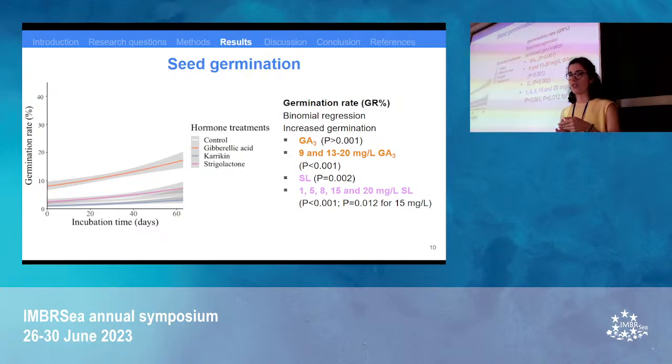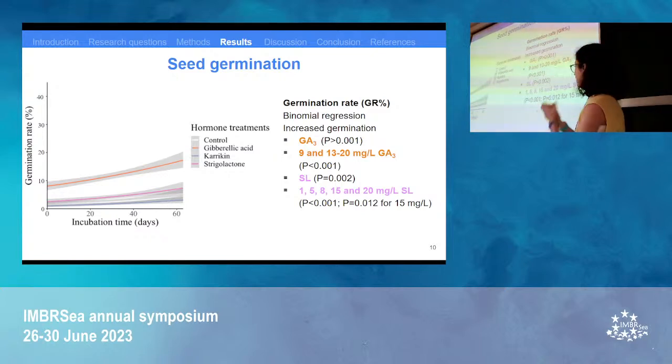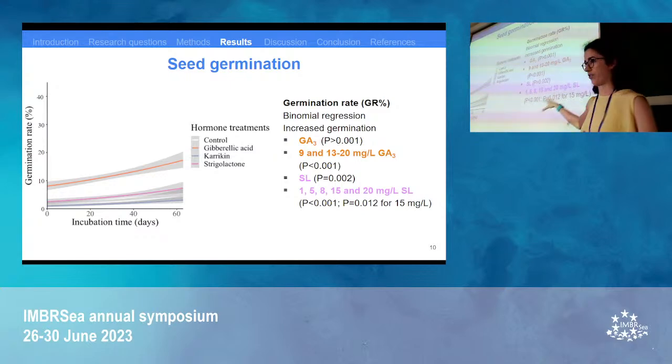Looking at the germination rates, we performed binary regression, and here we do see an increased germination for GA-treated seeds compared to the control, also in higher concentrations again. And we also see it for strigolactone, but for quite varied concentrations.